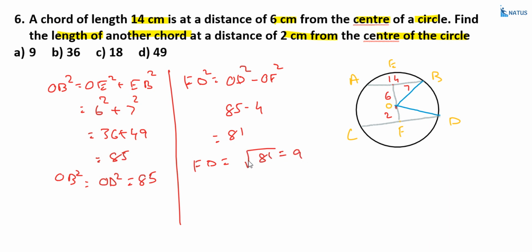So, what is the value of FD? That is equal to 9. What is the question here? Find the length of the other chord. Here, FD is the half of the distance. But what is the other chord? CD. That is equal to 2 into 9. That is equal to 18. Option C is the correct answer.